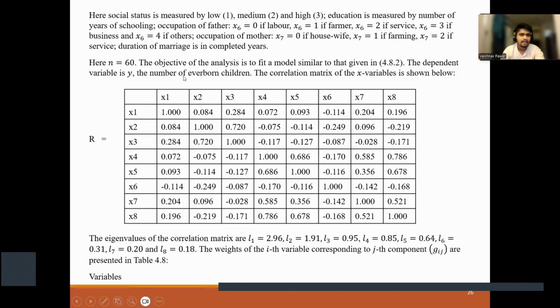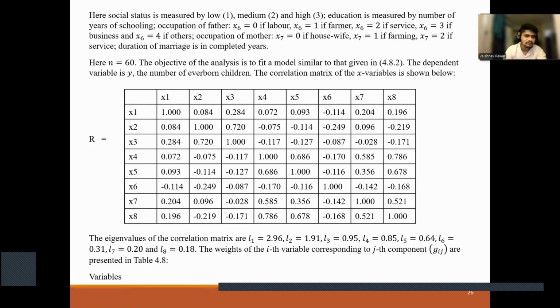X1 and X3 have correlation 0.7. X2 and X3 have 0.720. So multicollinearity exists, and there is high correlation between X2 and X3, like that X4 and X5, and also X5 and X8. So multicollinearity is present there.